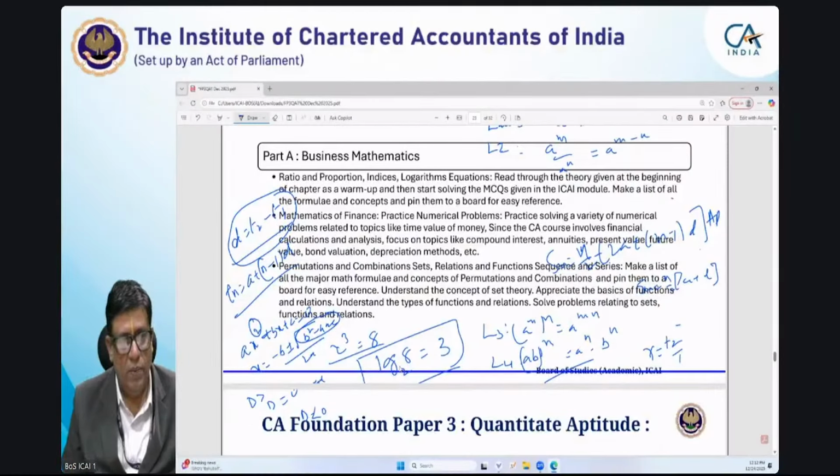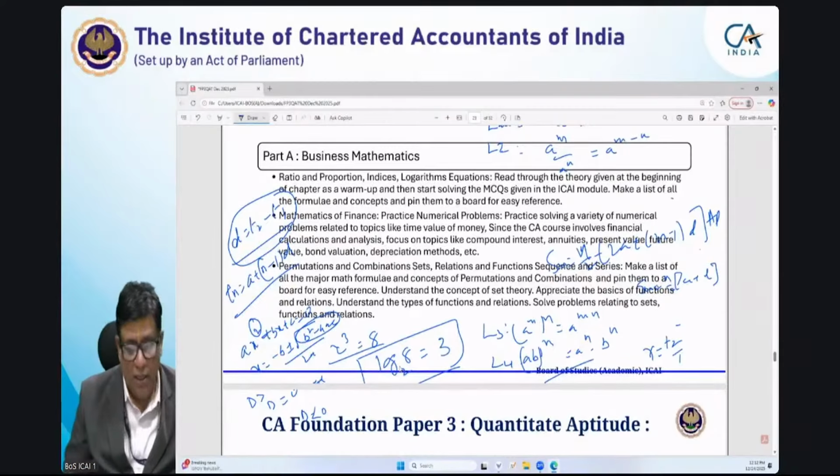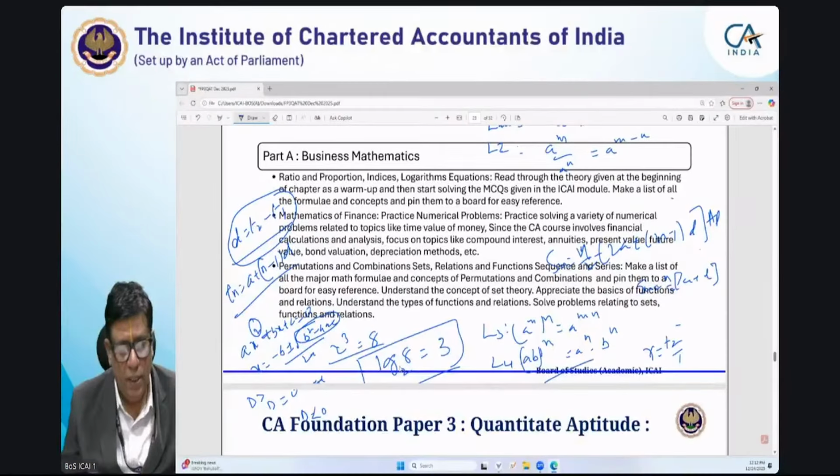1 plus 1 by 2 plus and so on. The sum is a by 1 minus r, the infinite sum of the infinite series also. And these are all about the sequence series, arithmetic and geometric progressions.